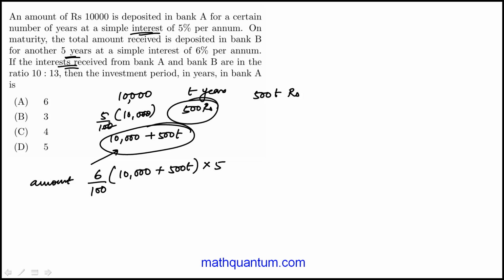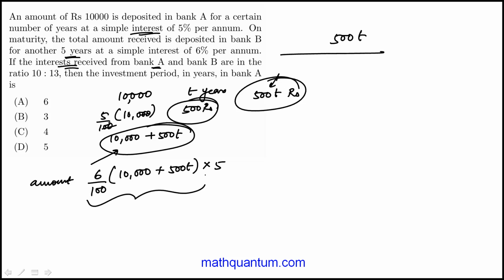Now we're told that the interest received from Bank A and Bank B are in the ratio 10 to 13. So we're only looking at the interest part. So for Bank A, the interest is 500 T, because it's 500 every year times the number of years. And then this is for Bank B. And we're told that this ratio is 10 to 13. So that's our equation that will help us figure out what T is.